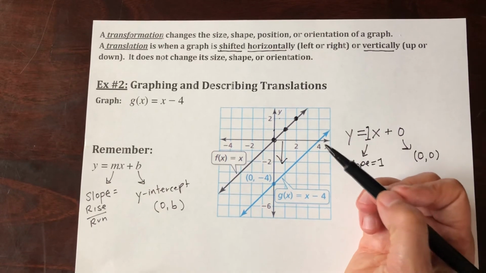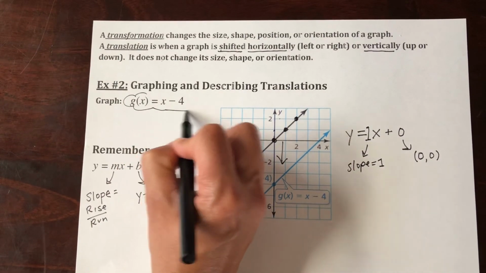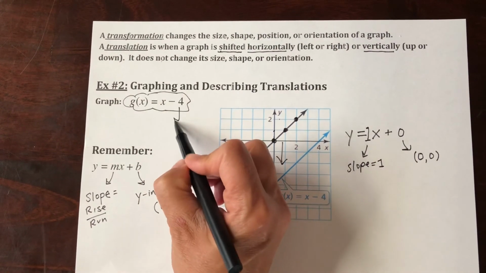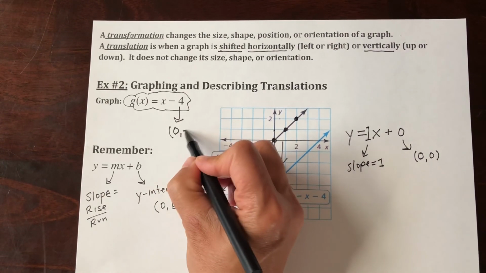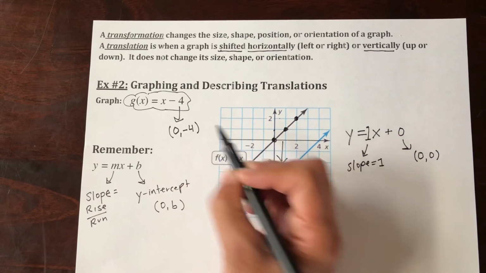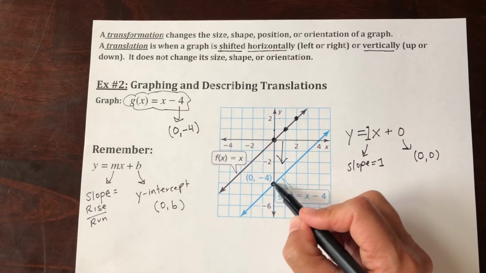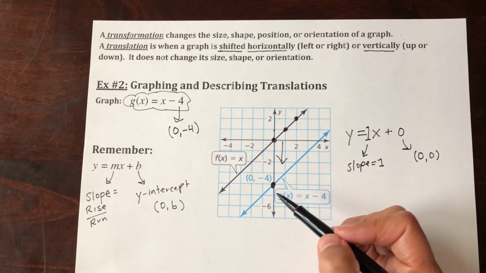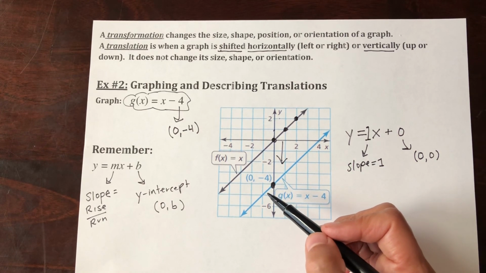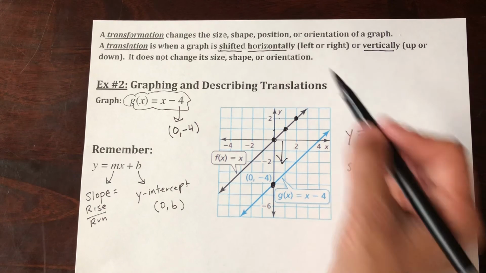All right, so in our new function, all we have done is changed our b value. Where x is 0, y is negative 4. So we've changed our y-intercept to 0, negative 4. We've shifted our graph down 4. That is called a vertical translation.